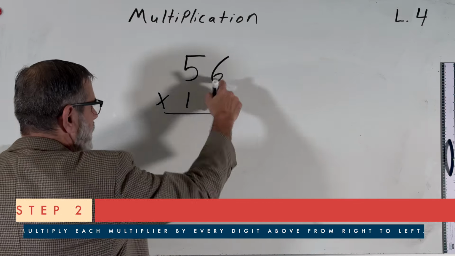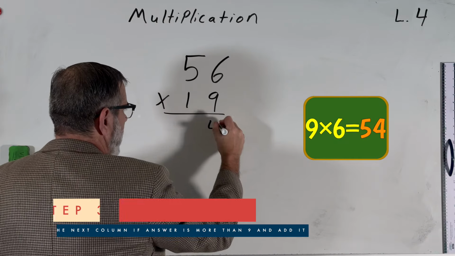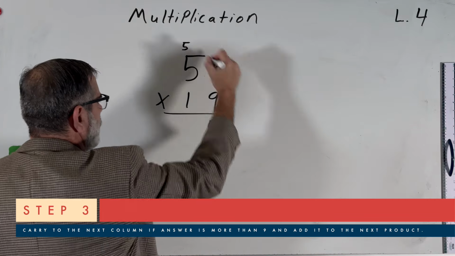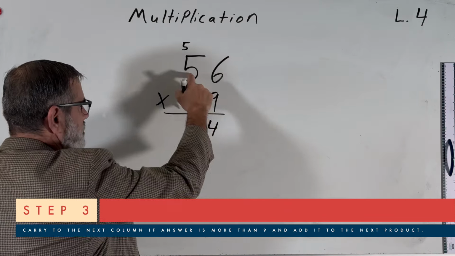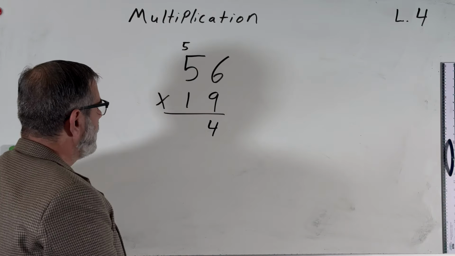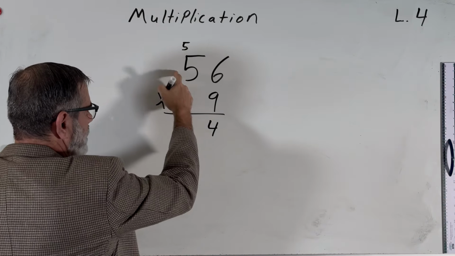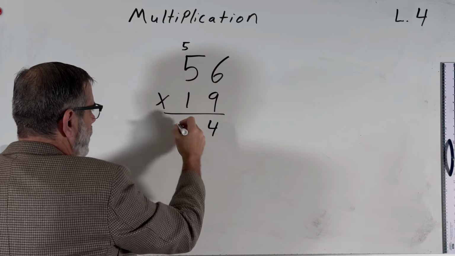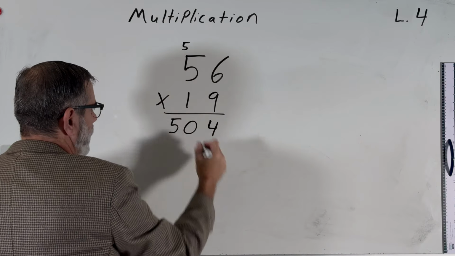So we get 9 times 6. Remember in our multiplication facts, that's 54. We'll carry the 5 over here. Now we do 9 times 5 to get 45. And we have to add 5 to that to give us 50. Since it's the last digit in the upper row, we'll just write the full 50 down right here like this.